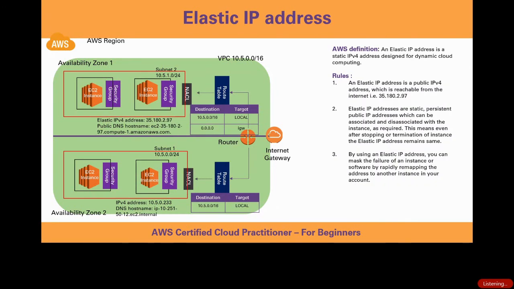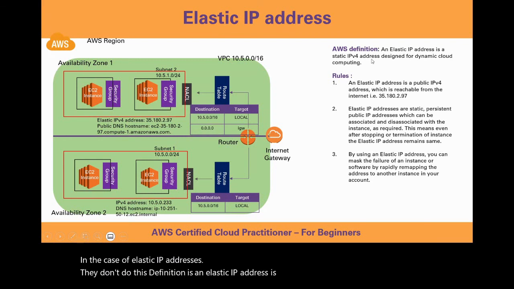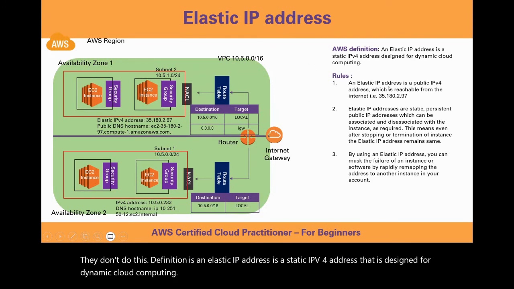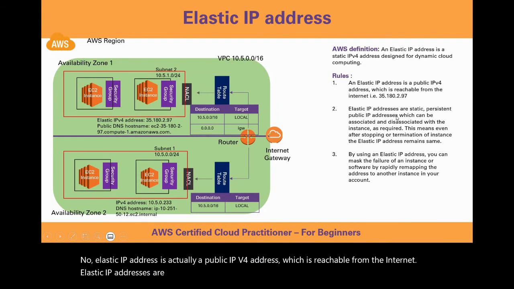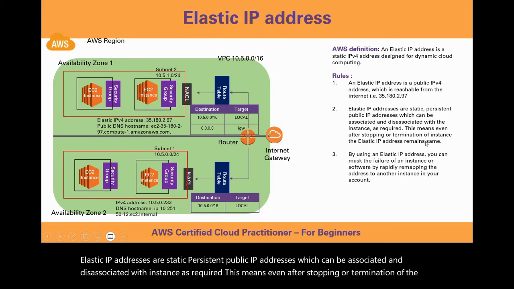In the case of elastic IP addresses, the AWS definition is: an elastic IP address is a static IPv4 address that is designed for dynamic cloud computing. An elastic IP address is actually a public IPv4 address which is reachable from the internet. Elastic IP addresses are static, persistent public IP addresses which can be associated and disassociated with the instance as required. This means even after stopping or termination of the instance, the elastic IP address remains the same.